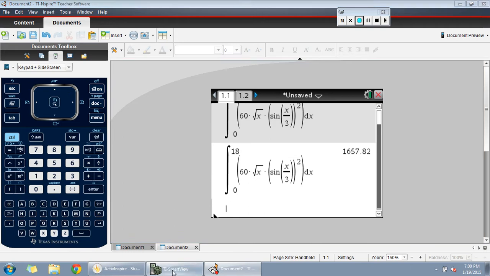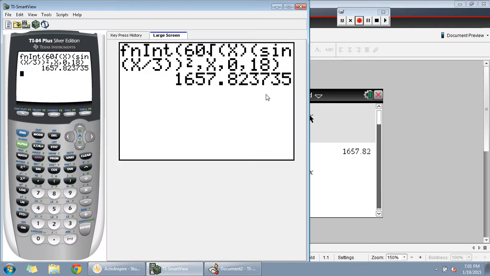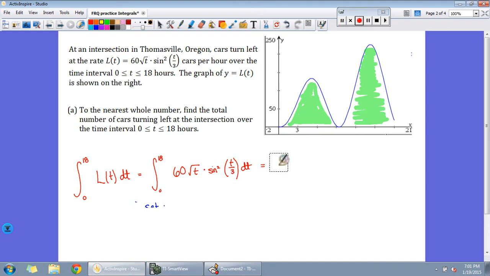So our answer for both functions, whether you use the Inspire or the 84, we have 1657.8. And we're going to round to the nearest whole number because that's what the question said to do. So our answer is 1,658 cars. Now this is worth 2 points. We get 1 point for the setup, the integral, including the interval and the function, L of t or written out, and then we get 1 point for the answer with units.